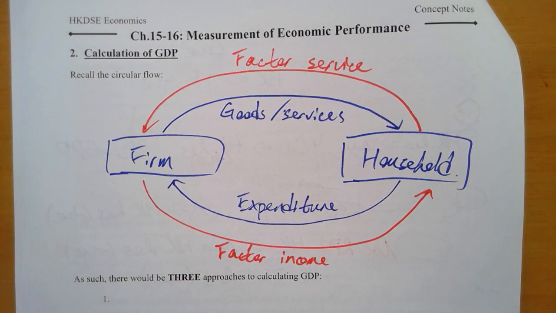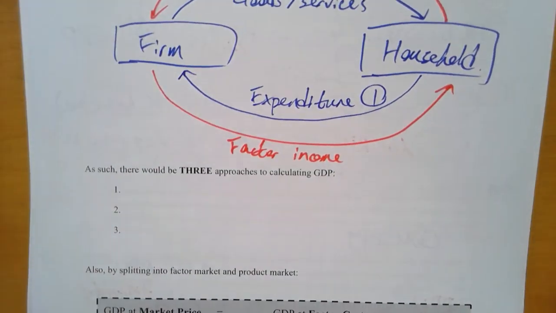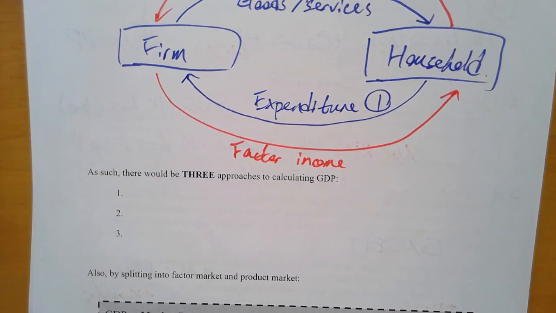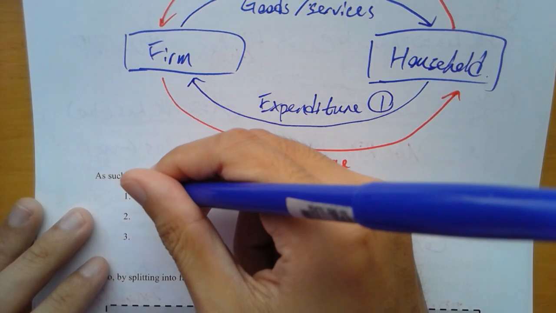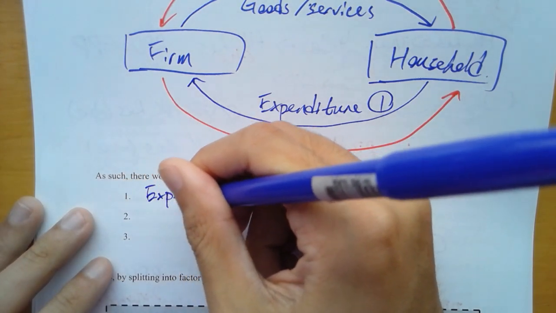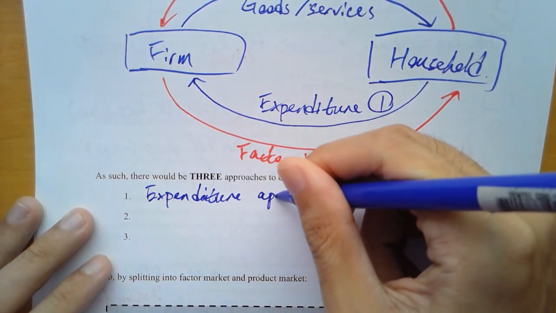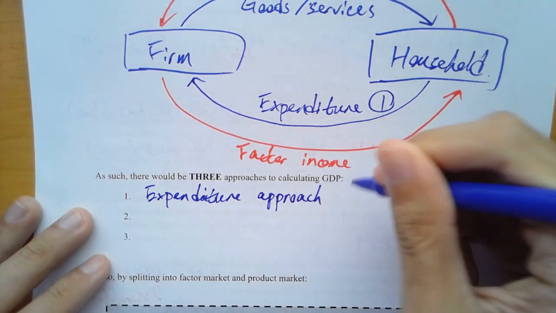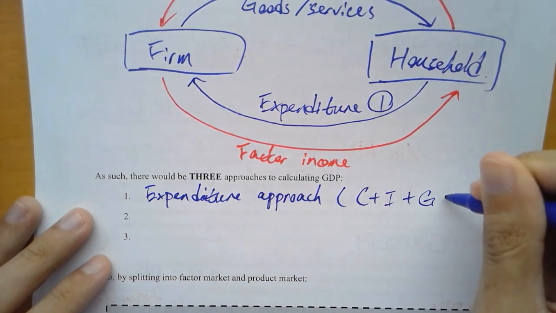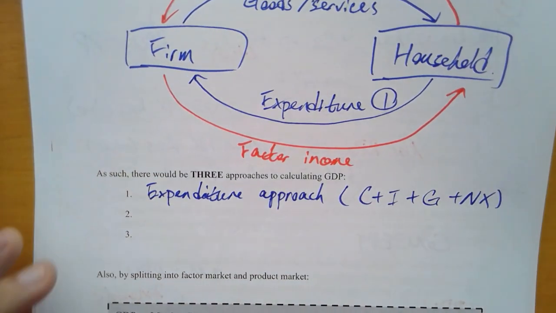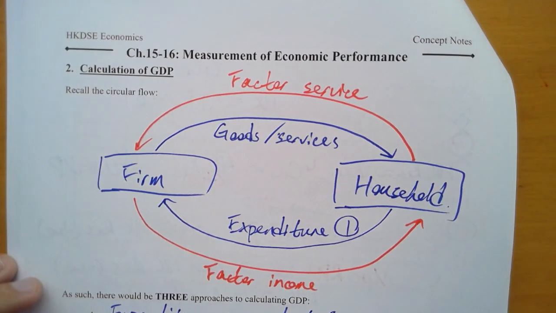In fact, we already have 3 different approaches here. Now, first approach we have here, expenditure. We are going to look at the expenditure to see how much households and different parties are spending. This is what we call expenditure approach, which you should know by now is CIGNX. You should know by now, right?